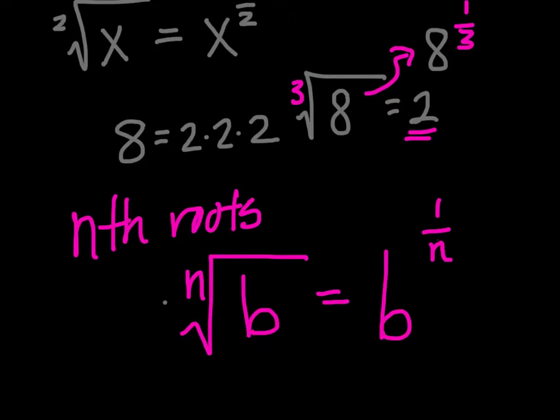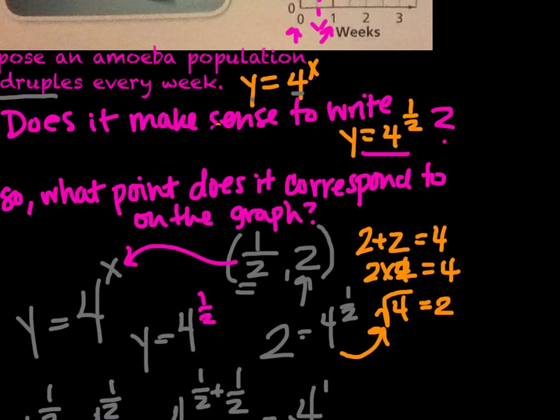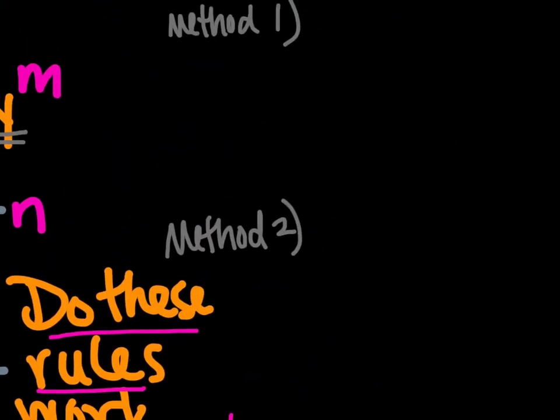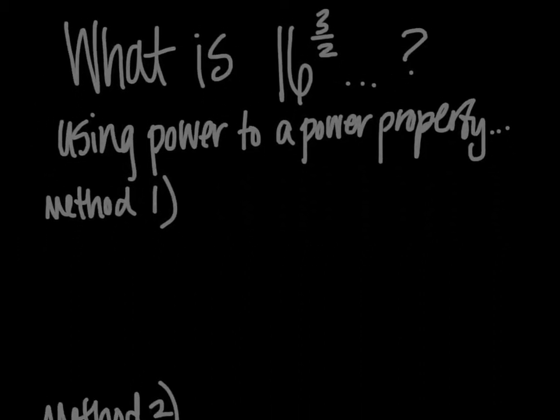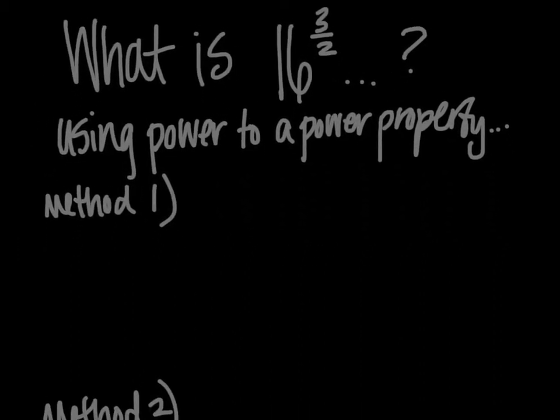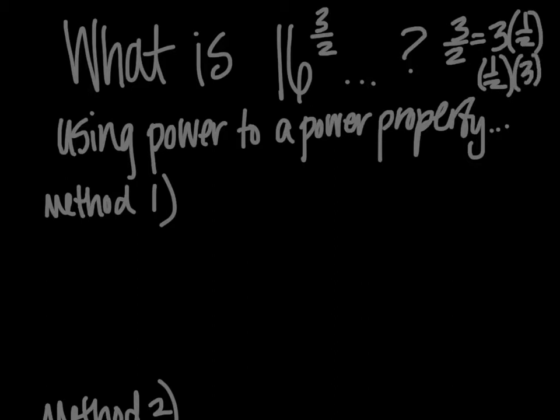Using this idea, we're going to play more with our exponent rules. So let's move up a little ways. What is 16 raised to the 3/2? So, a couple ways that we can think about 3/2. We're going to use the power to a power property for this one. If we think about 3/2, we could rewrite that as 3 times 1/2, or 1/2 times 3. It doesn't matter. Both of those are the same thing, but let's play around with this.